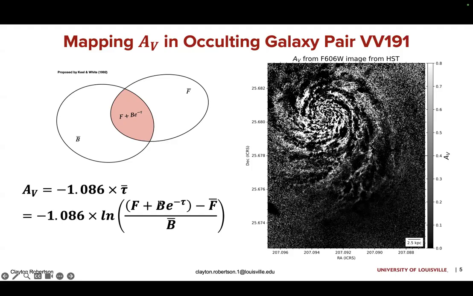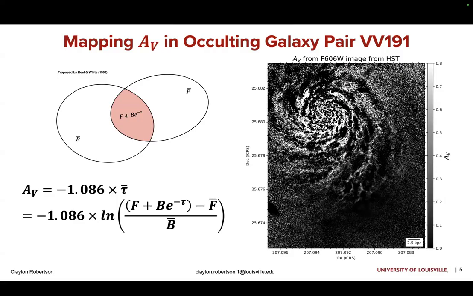Within the smaller parentheses is the optical depth inside the overlap of occulted galaxy pairs. If you take the optical depth of the overlap, subtract out the background and divide it by the background, that gives you the entire transmission. So inside these big parentheses is the transmission. To get attenuation, you just take the natural log of the transmission and multiply by a constant, and that gives you the attenuation itself.